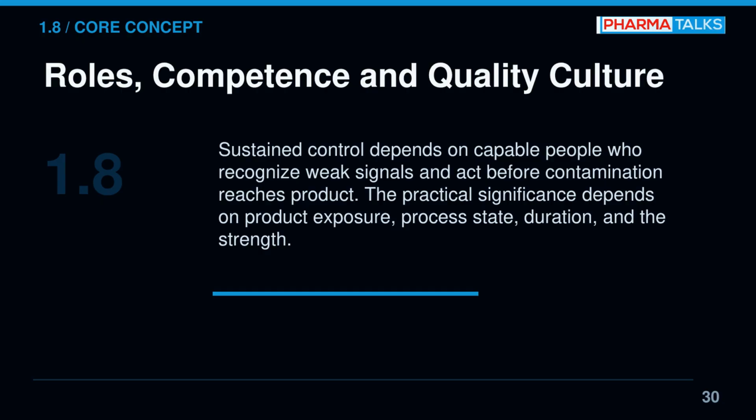Roles, competence, and quality culture. Sustained control depends on people who recognize weak signals and act before contamination reaches the product. Having an SOP is not enough. Personnel must understand the scientific reason for each step, their decision boundaries, and the escalation route. A healthy quality culture supports reporting, questioning, and stopping work when product protection may be compromised.